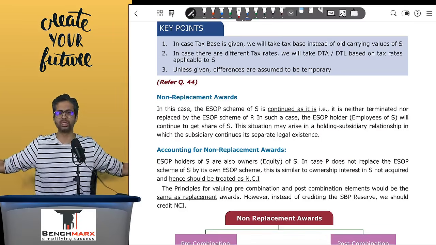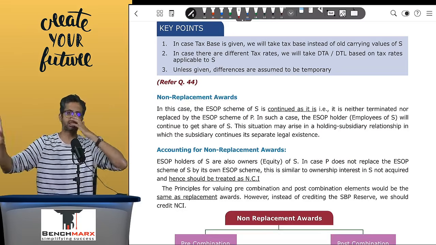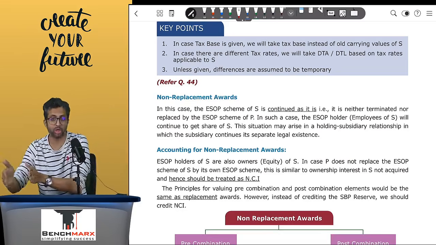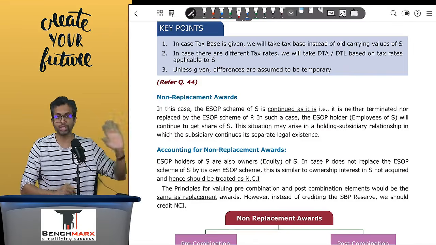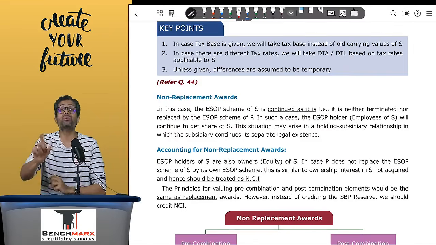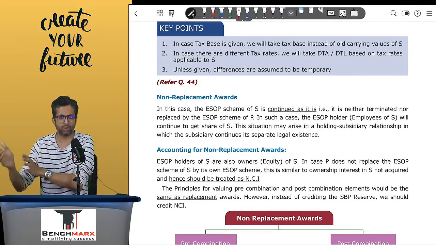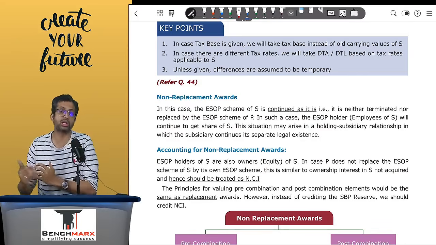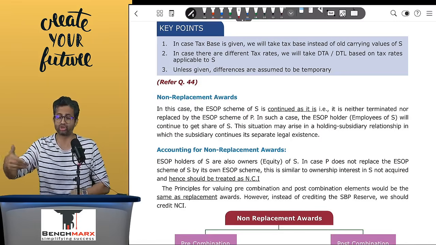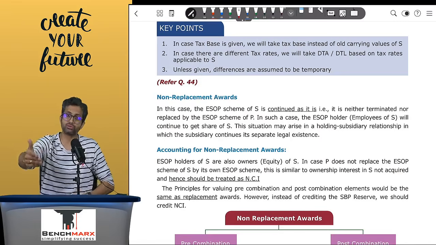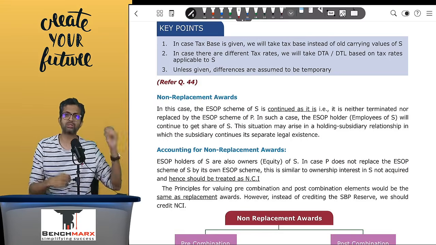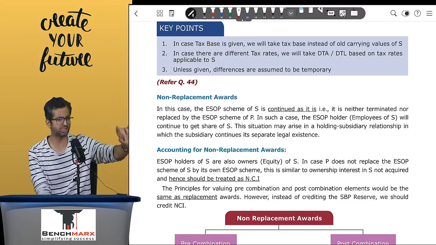All else remaining the same, your entire working remaining the same. It is just that instead of treating a replacement award, which is a part of PC, at the pre-combination element value, a non-replacement award again will be treated as a part of NCI separately from your equity shareholders. It will be treated as a part of NCI again at the same pre-combination value, because even after the acquisition, these employees may continue to give service to JLR, and hence a part of the compensation may be linked to post-employment service. The examples that we were discussing were for 75 rupees, which is the fair value of the award.